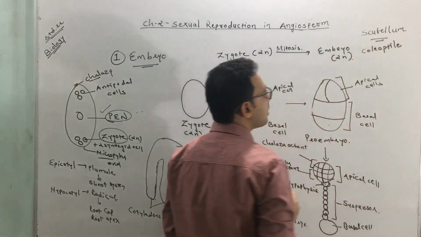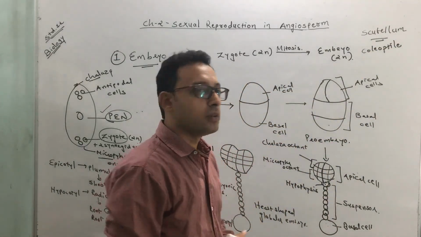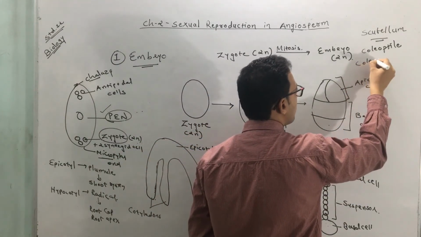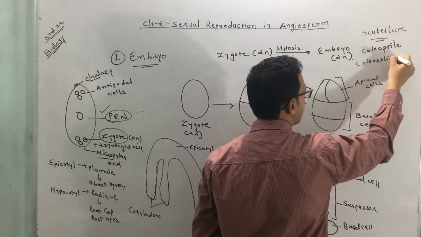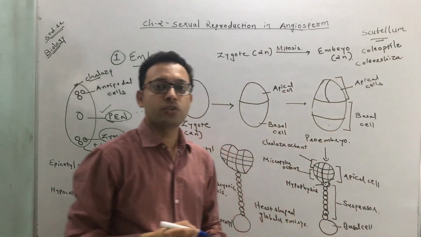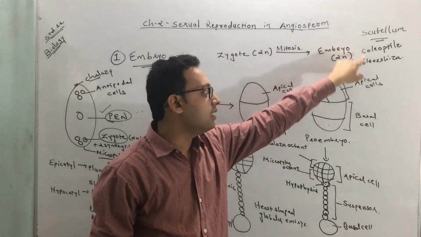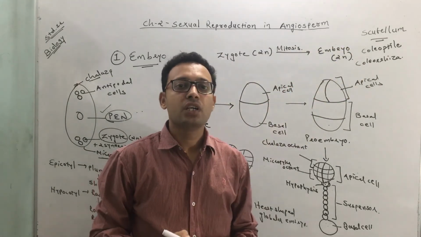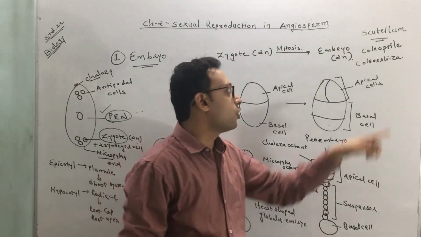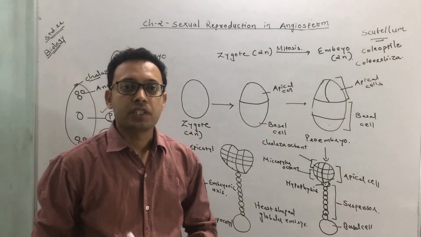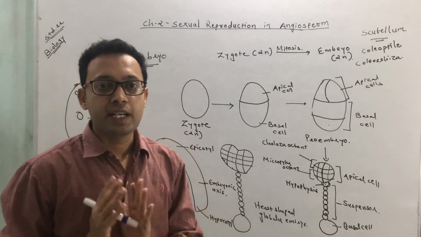What is called as covering? Covering of the plumule is called coleoptile, and covering of the radicle is called coleorhiza. That is found in a monocot cell. Remember, the covering of the plumule is called coleoptile, covering of radicle is called coleorhiza, and its cotyledon can also be called scutellum. Okay, so that's all about the formation of embryo.